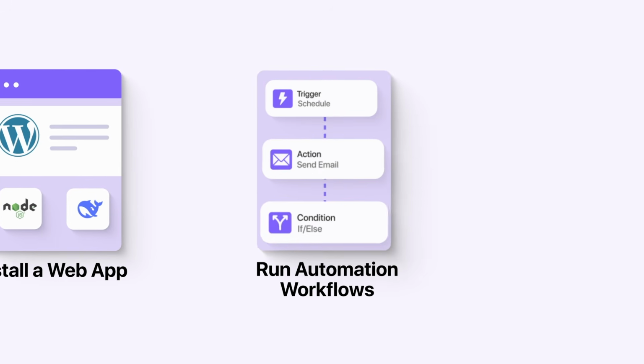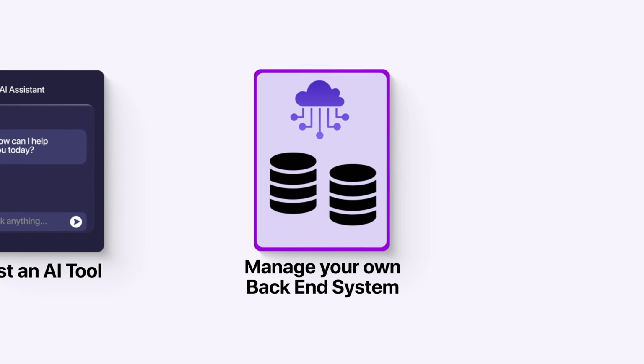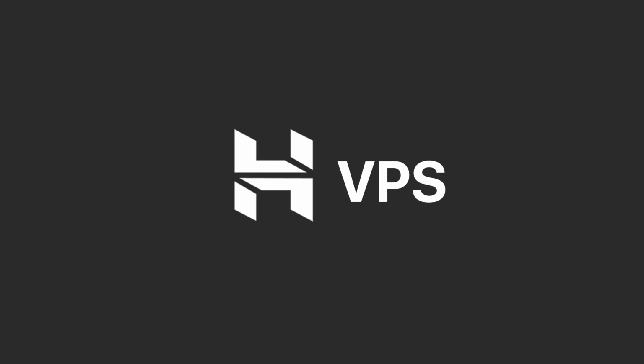Using Hostinger. If you want to install a web app, run automation workflows, create a private dashboard, host an AI tool, or manage your own backend system, a VPS gives you the flexibility to do that. And in the end, you'll have your own VPS set up and ready to install your web apps.